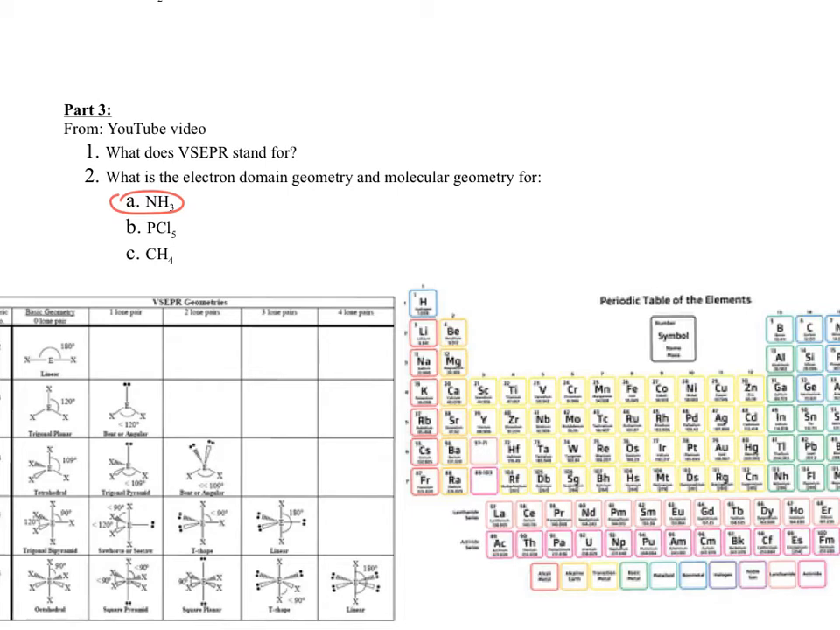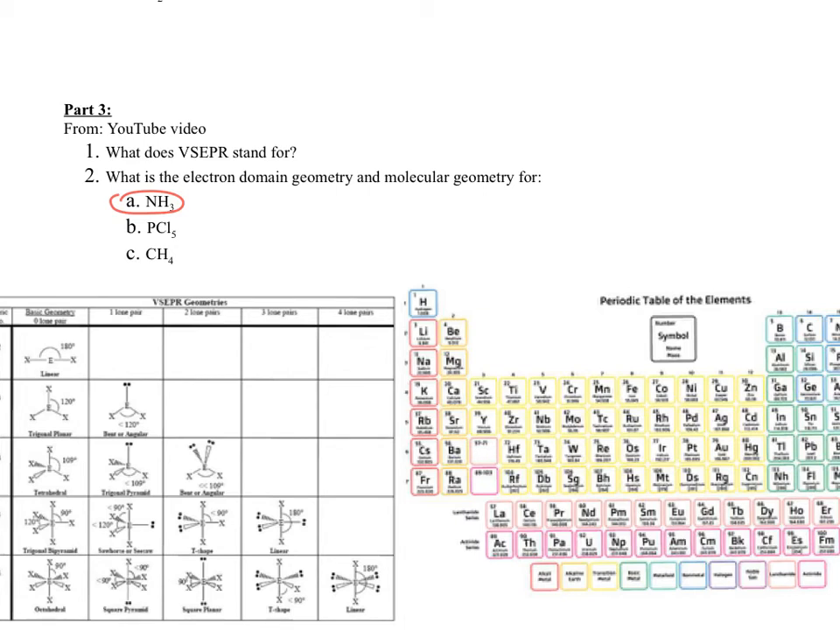You want a periodic table and a VSEPR geometry chart. I took one off the internet. All I do is Google VSEPR chart, and this is the one that I usually use for my classes right here. But this is the same that's in your textbook, so whatever format you like the best, it's up to you.